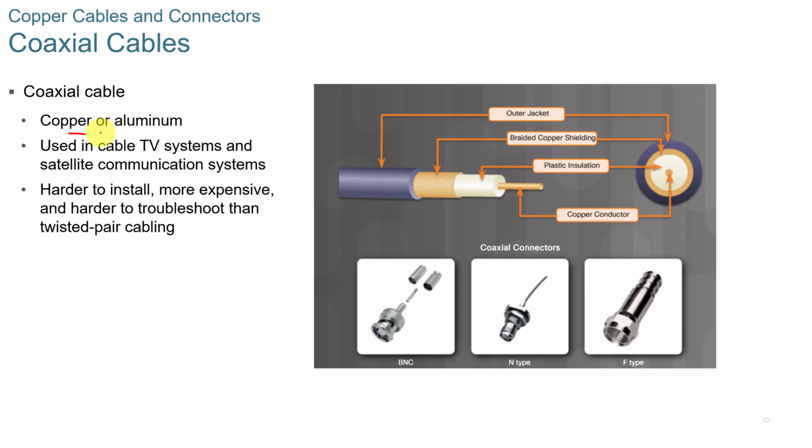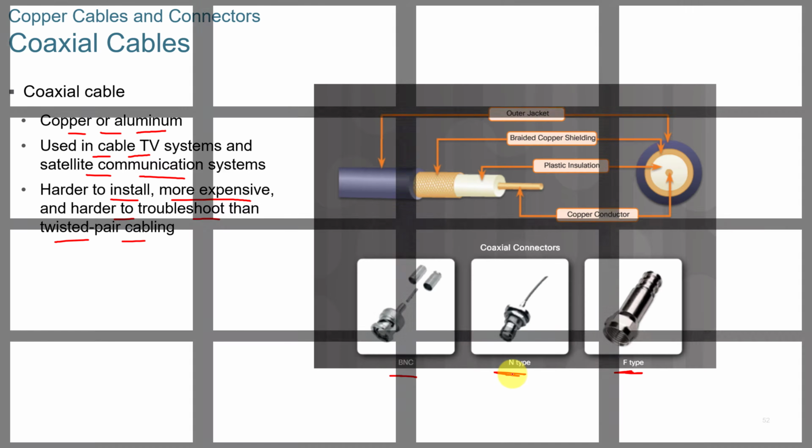Coax cable is made out of either copper or aluminum. It's used in cable TV systems, satellite communication systems. It is harder to install, it's more expensive, and it's harder to troubleshoot than twisted pair cabling. It bends less easily, and so it tends to be a little bit more expensive, and it tends to be a little bit harder to install. But you have different types of connectors. You have the F-type, the BNC, and the N-type.